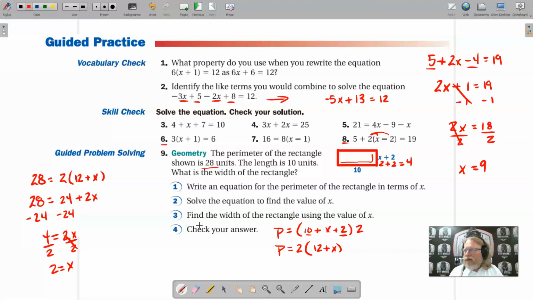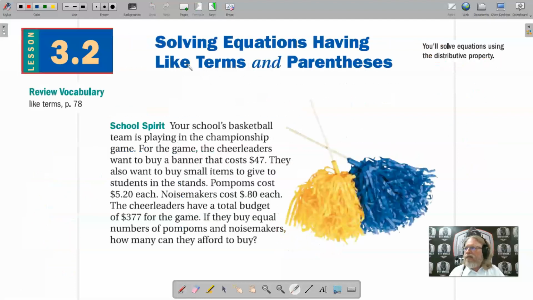So now they want us to find the width of the rectangle, and that's exactly what we did. Right here we found the width of it is 4. All right. So there you have it for lesson 3.2, solve equations having like terms and parentheses.